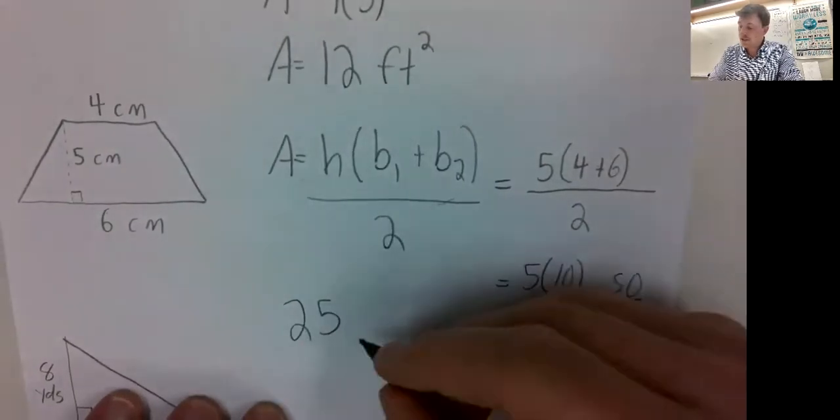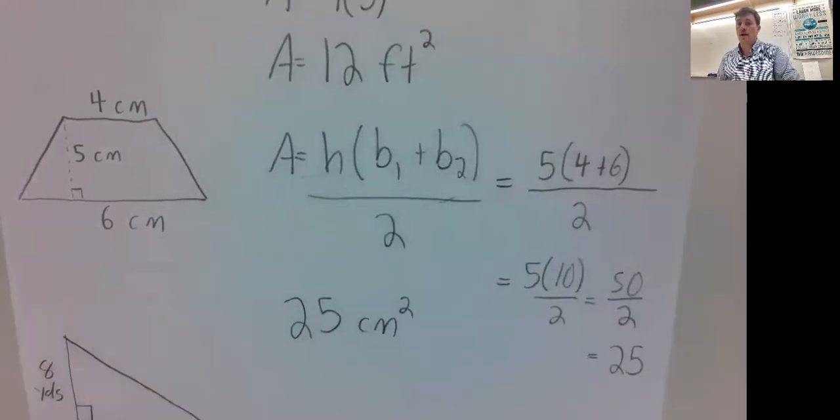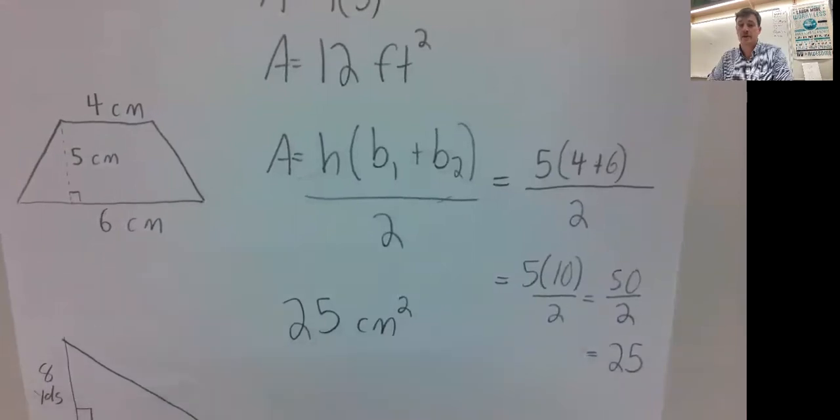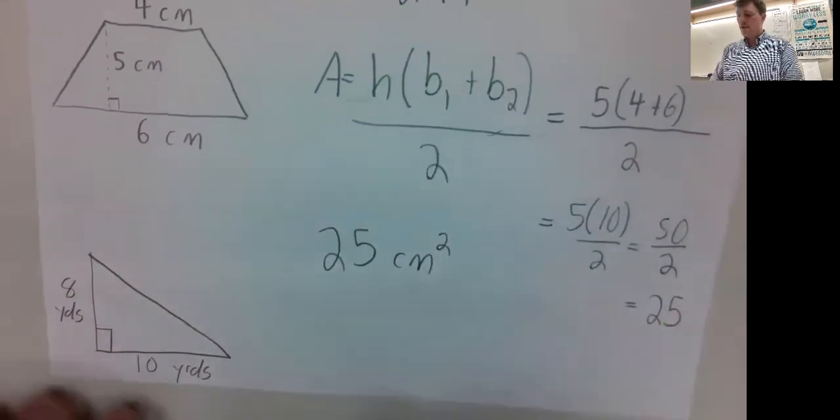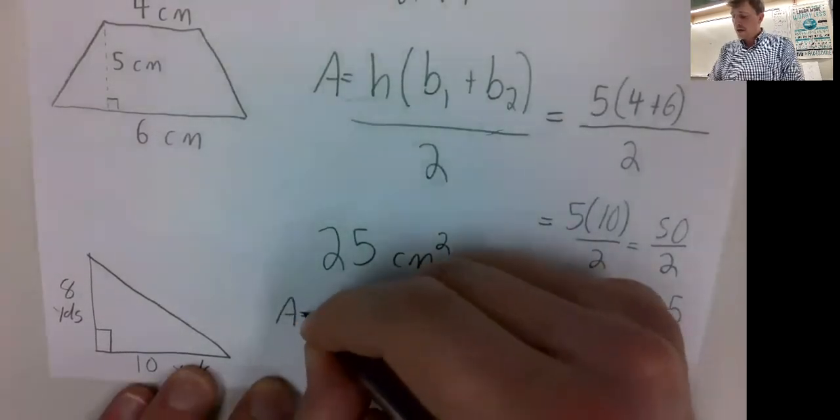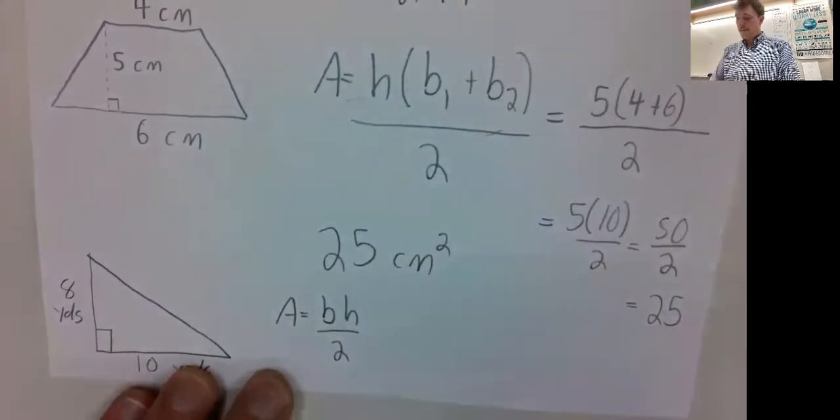But my units are in centimeters. And remember, whenever we're talking about area, we're talking about squared. So we've got 25 centimeters squared. And my last one, this is a triangle. The area for a triangle is base times height over 2.